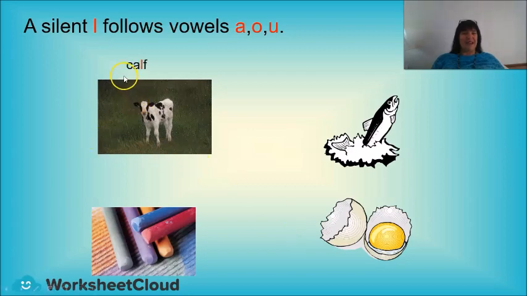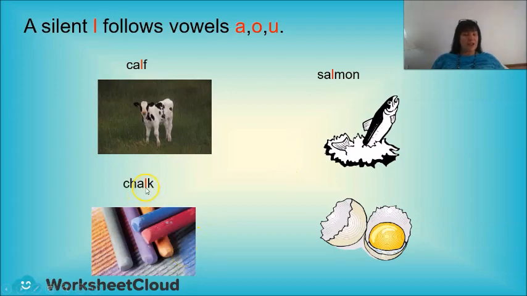This is a baby calf. And it said here, a silent L follows the vowels A, O, and U. So it's after an A, calf. This one is salmon. We like to eat salmon in our sushi. Salmon's got a silent L in it.